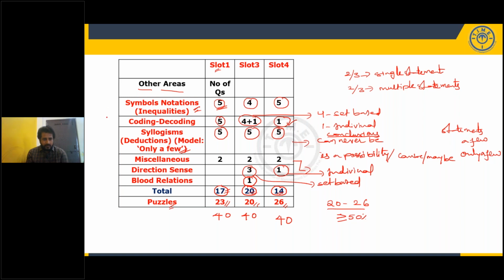And the level of difficulty of all these questions is easy. Inequalities, easy. And coding decoding also they gave very easy. Deductions easy to moderate, miscellaneous easy, directions easy, blood relations easy. Okay, and students told that in these slots, slot 1, slot 3, slot 4, in the reasoning section, in 20 minutes they are able to complete more than 30.